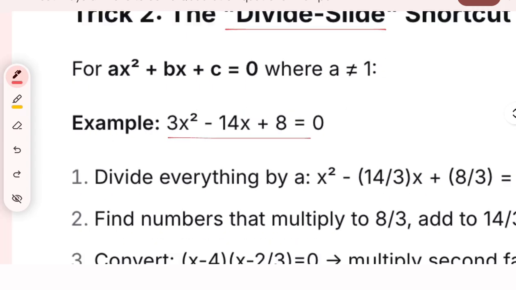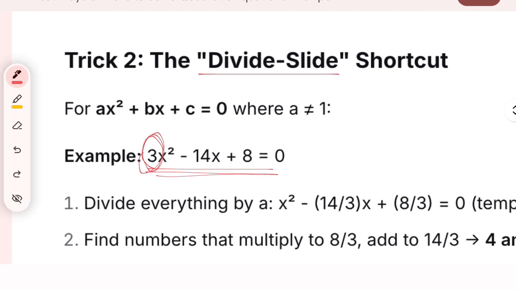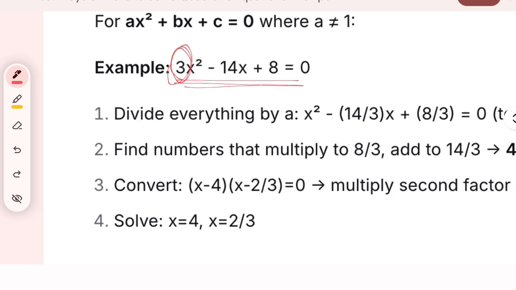All right, this one. In our previous example, there is no leading coefficient of x, but in this case, there is a leading coefficient. The leading coefficient of x is 3. So it is 3x squared. So if there is a leading coefficient, you can apply the divide and slide shortcut. What is a divide and slide shortcut?